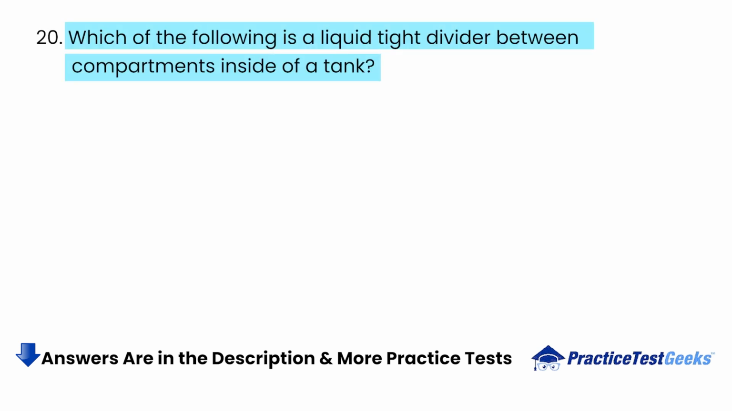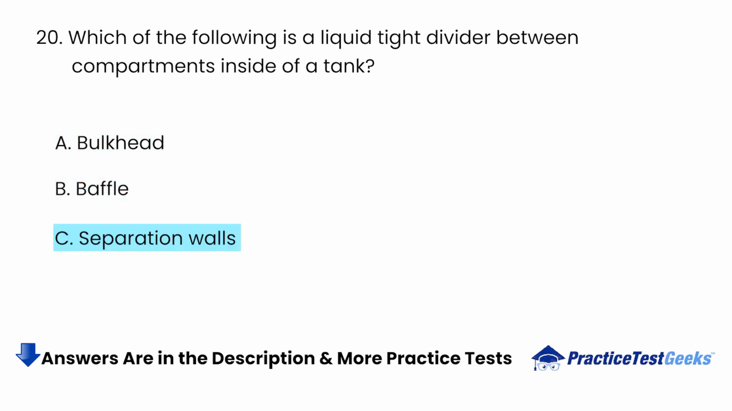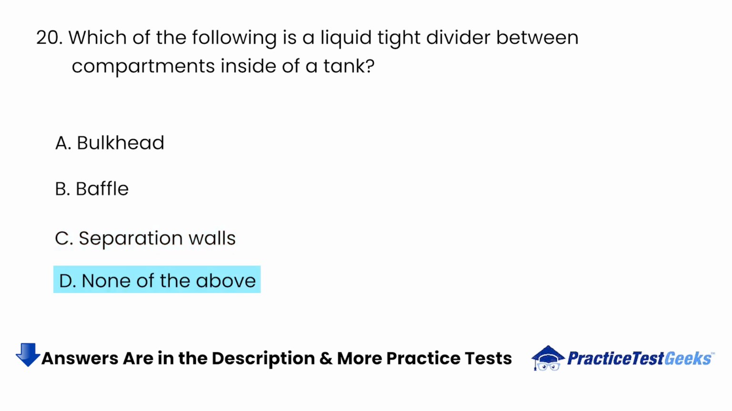Which of the following is a liquid-tight divider between compartments inside of a tank? A. Bulkhead. B. Baffle. C. Separation walls. D. None of the above.